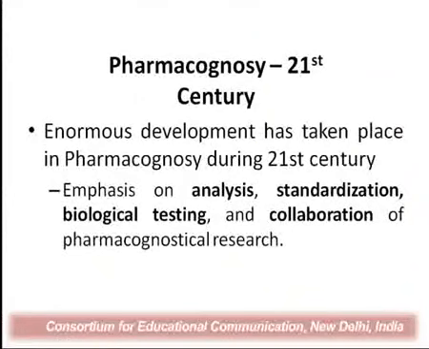Now, what changes occurred during the 21st century, that is the current century? Enormous developments took place in the 21st century, and emphasis was mainly on the analysis, standardization, biological testing and collaboration of pharmacognostical research. Now, analysis became an important aspect of pharmacognosy to maintain the quality of the herbal drugs. So analysis and standardization go hand in hand to maintain the quality as well as safety aspects of herbal drugs.